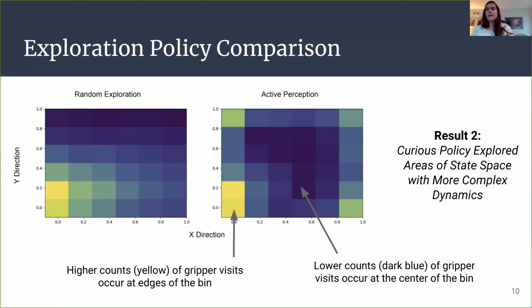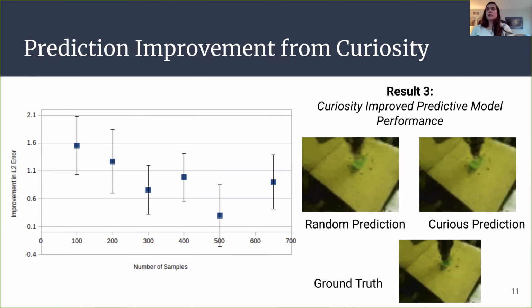Finally, fine-tuning the prediction model with samples collected with our curious policy resulted in statistically significant improvement in prediction error of the model during control task execution. We plot the prediction error improvement with different quantities of samples used in fine-tuning and find the improvement is most pronounced when lower numbers of samples are used to fine-tune.